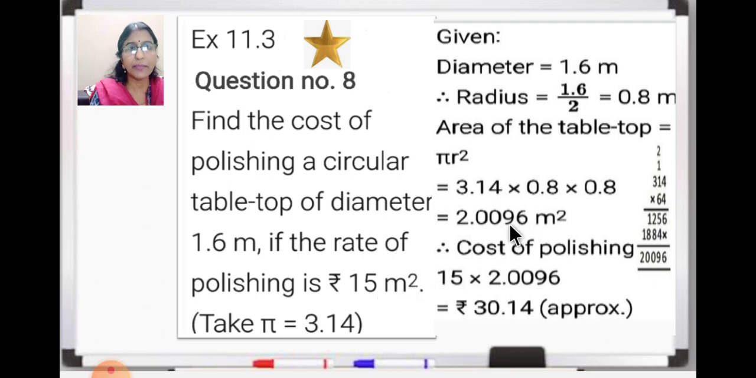So this much will be how much? You will have to multiply these 2 values. When you multiply 2.0096 into 15, you will get rupees 30.14 approximately. You have to write only till 2 decimal places. So the answer will be rupees 30.14.